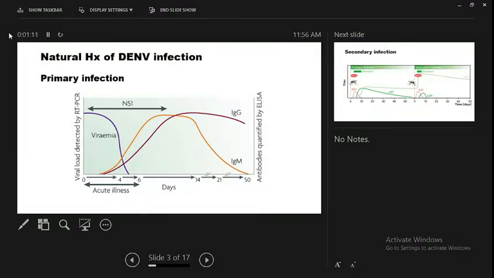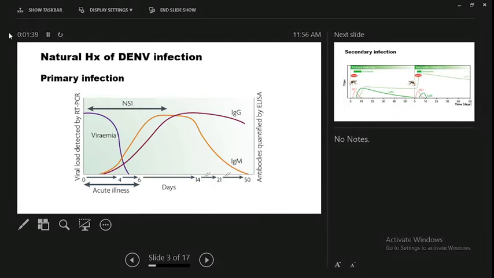So just to understand the diagnosis of dengue, we have to see the natural history of dengue virus infection. Usually after the incubation period following a mosquito bite, the virus is in the body up to 6 to 7 days. At the same time, along with the virus, they will secrete this NS1 antigen.